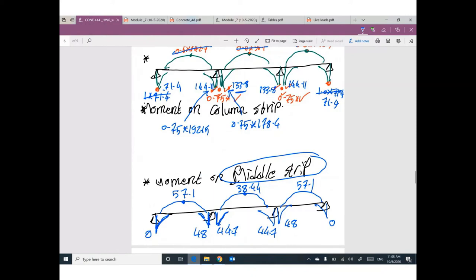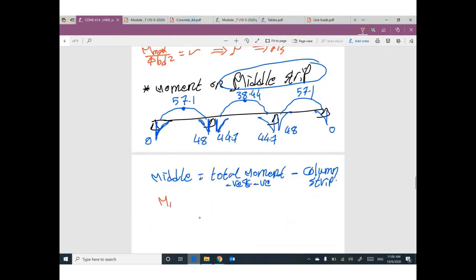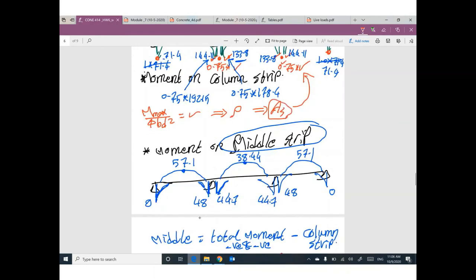For column strip, what is the maximum moment? Divide by phi b d squared. What is the rho? What is the area of steel for column strip? For middle strip, what is the maximum moment? Divide by phi b d squared. What is the value of rho? What is the value of area of steel? I can convert this area of steel to the size and the spacing.